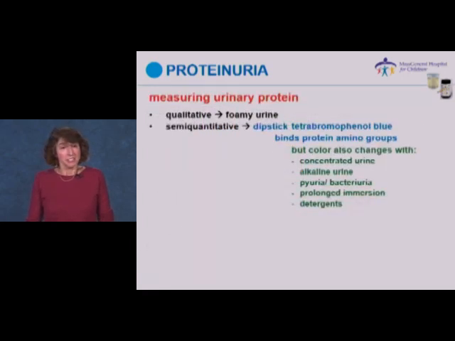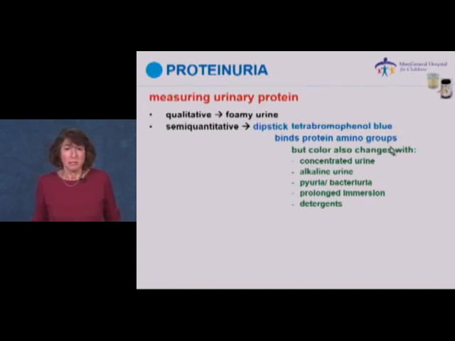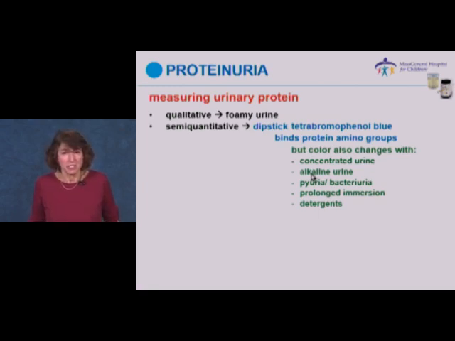How do you measure protein in the urine? There's a couple different ways. If you have massive proteinuria, the patient or the parent may know it, because the urine itself is foamy. There's a qualitative appearance to it, and the urine can foam, especially in high streams. The semi-quantitative way is the dipstick, and the dipstick reagent is tetrabromophenol blue, which responds and binds to protein amino acid groups, but it can also have a lot of false positives. Concentrated urine will give you a false positive, alkaline urine will give you a false positive, and other problems with a urine analysis can give you a false positive.